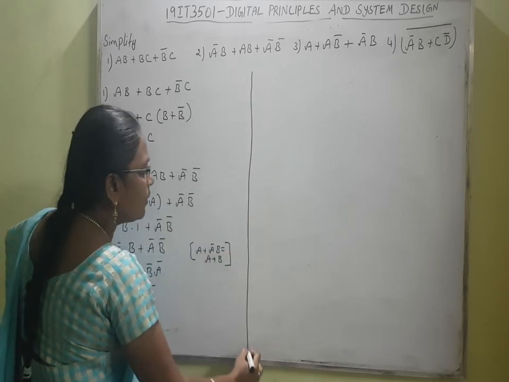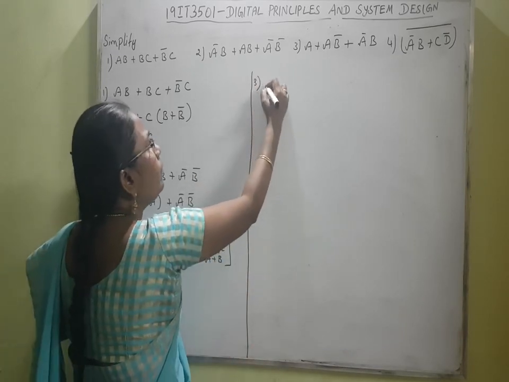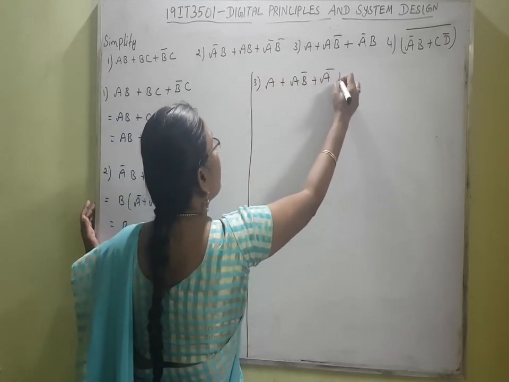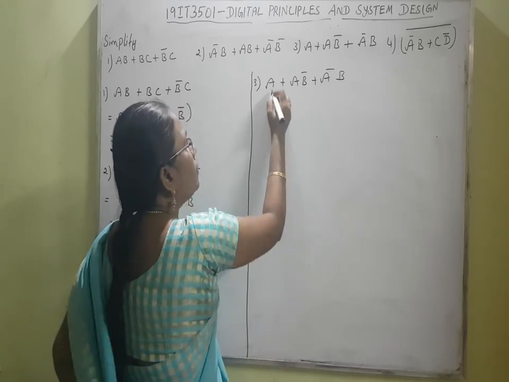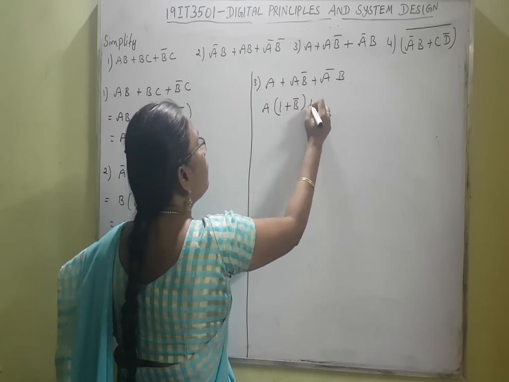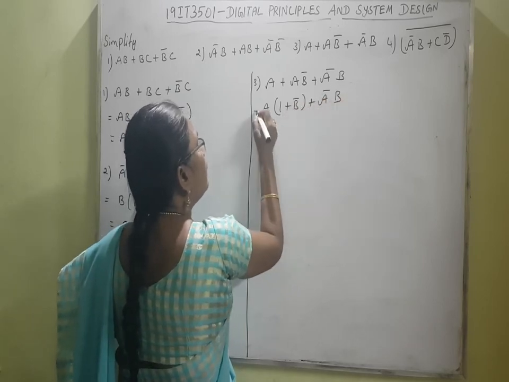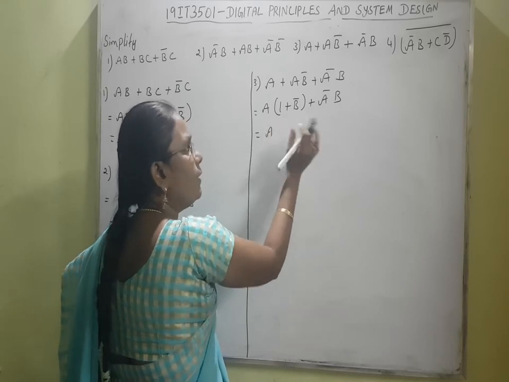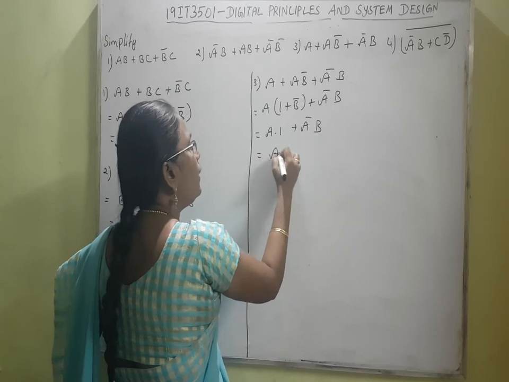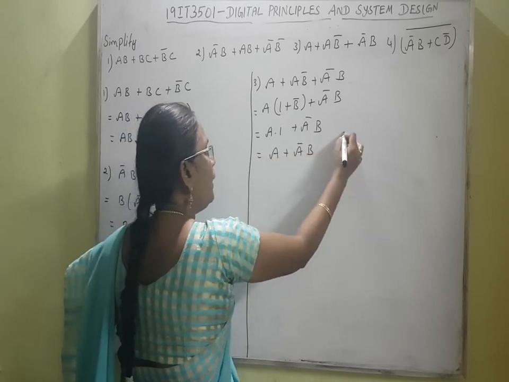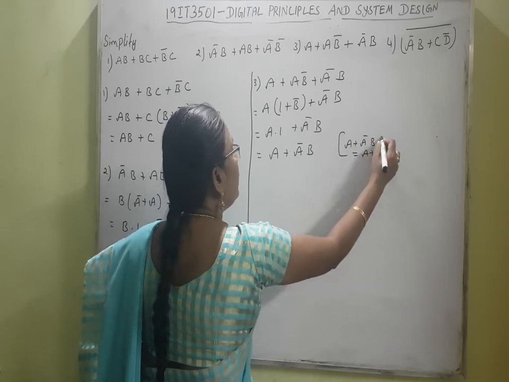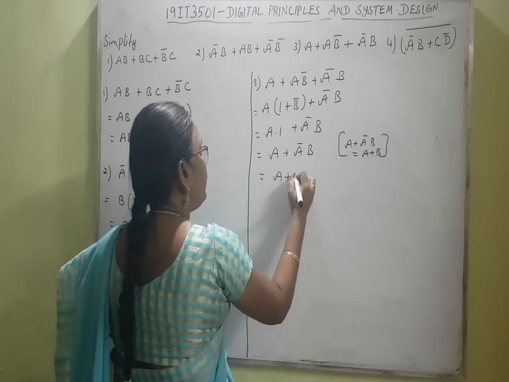Now let us move on to the third problem: A plus A B bar plus A bar B. We can take A outside: A into 1 plus B bar, plus A bar B. 1 plus anything is equal to 1. So A into 1 plus A bar B, which is equal to A plus A bar B. Again the absorption law: A plus A bar B is equal to A plus B. So it is equal to A plus B.